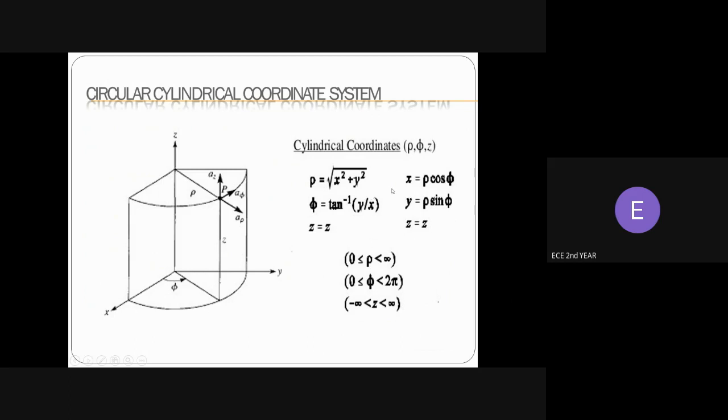And for the reverse, if the three values rho, phi, z, which are coordinates in the cylindrical system, are given and they ask you to convert these values to Cartesian, you have to use these formulas. For x you will have rho cos phi, for y you will have rho sine phi, and z equals z. So here the relation between the Cartesian and cylindrical coordinate systems is given. This is the transformation from Cartesian to cylindrical, and this is from cylindrical to Cartesian.